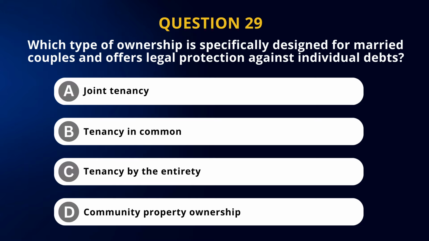Question number 29. Which type of ownership is specifically designed for married couples and offers legal protection against individual debts? Letter A, joint tenancy. Letter B, tenancy in common. Letter C, tenancy by the entirety. Letter D, community property ownership.